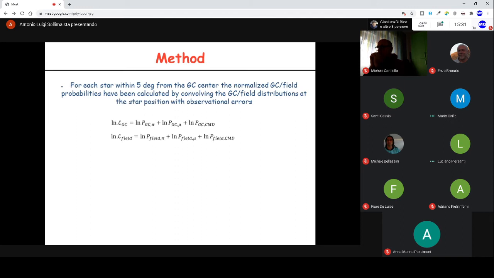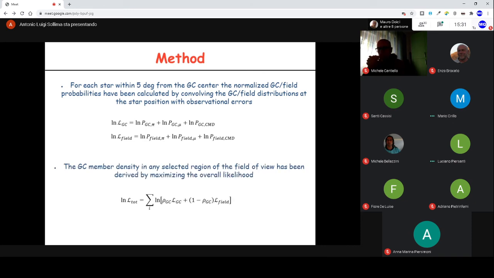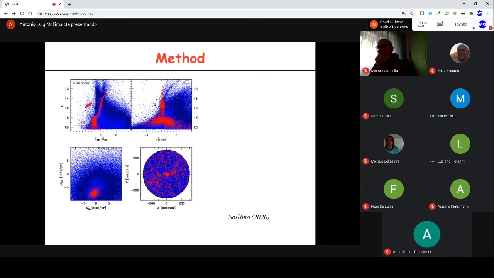From this, you can calculate the probability of cluster and field stars in the proper motion, parallax, and color-magnitude diagram plane. You multiply all of them, and then you can derive the normalization by maximizing the overall likelihood. Okay, so if you do this, for instance, this is an example for NGC 1799, where you can see the ratio of the likelihood of a cluster versus field. So in red are those with the largest probability to be cluster, and in blue, the largest probability to be field.